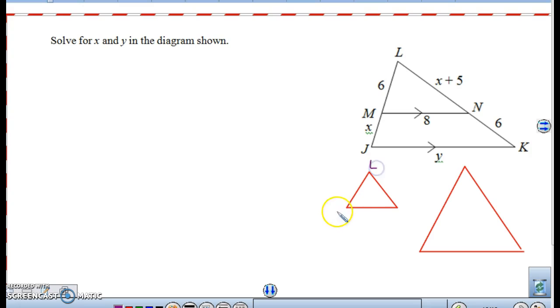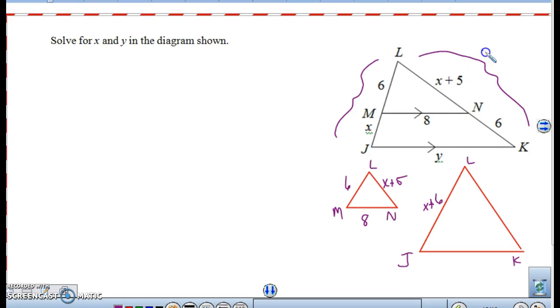So we have our triangle LMN, and we have triangle LJK. That divides them into 2 similar triangles. Let's fill in our values. For the small triangle up here, this would be 6, this would be 8, and this would be x plus 5. Okay, now the larger triangle. What's the length of this side right here? It will be x plus 6. That's why you draw them out separately so you can see that's the whole side. Now, LK over here, add these together, you get x plus 11. So this side is going to be x plus 11, and JK is going to be y.